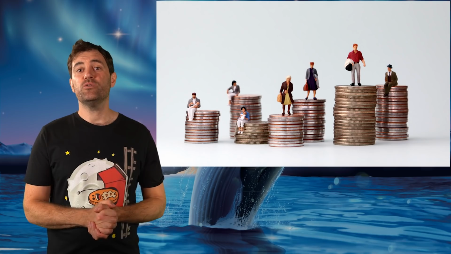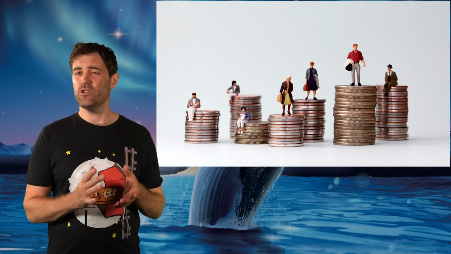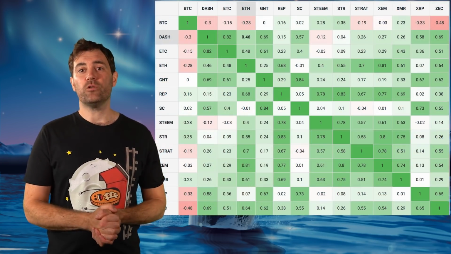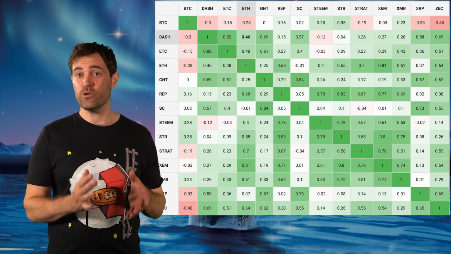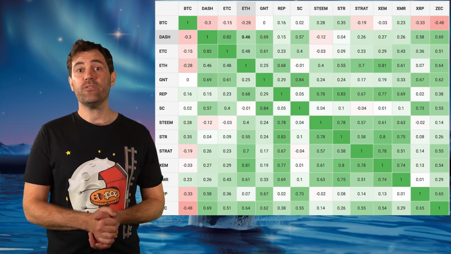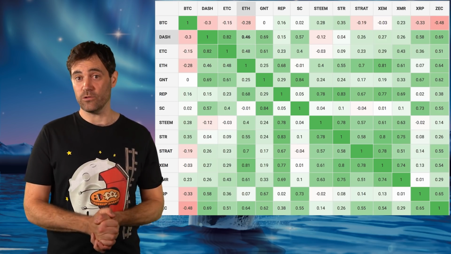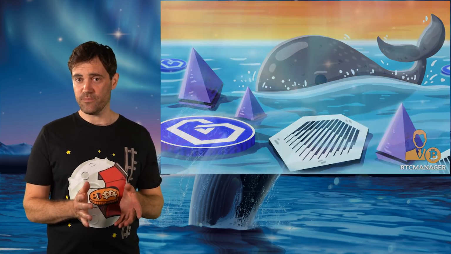This brings me to the second factor that's often forgotten about whale movements, and that's that not all whale movements are created equal. Because most altcoins are heavily correlated to Bitcoin, a Bitcoin whale movement could crush your favorite alt even though there was no significant whale activity taking place on that altcoin's blockchain. Moreover, as we approach the peak of this bull market, certain whale transactions will become more important than others. Here's what I mean by that.